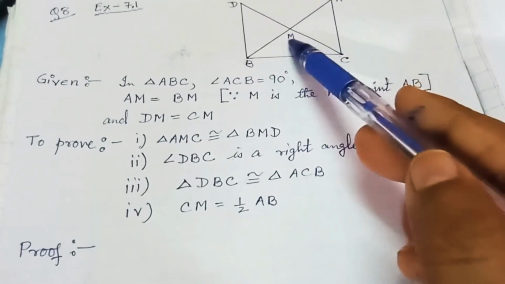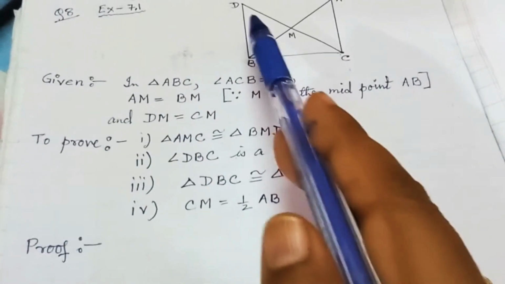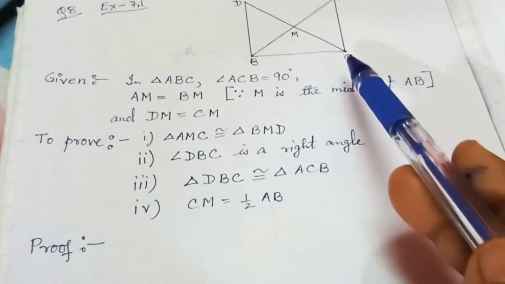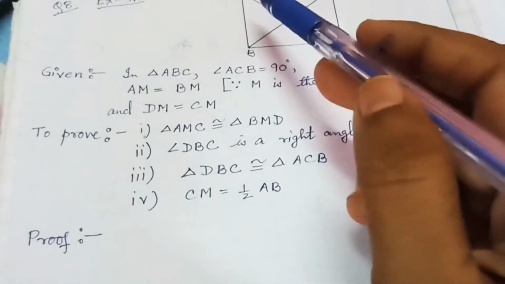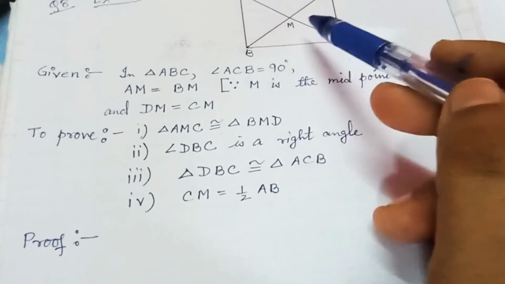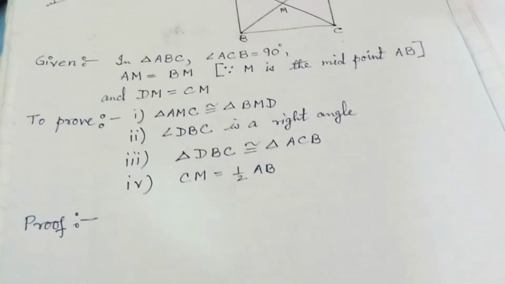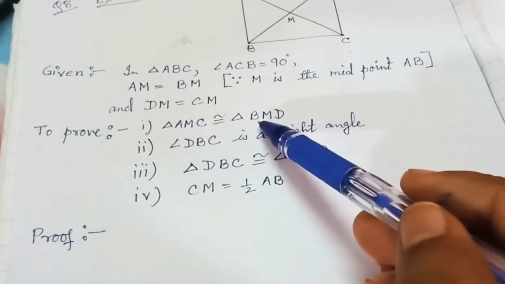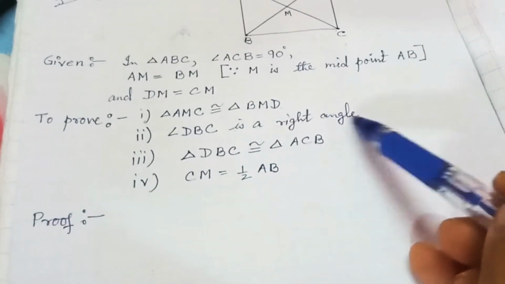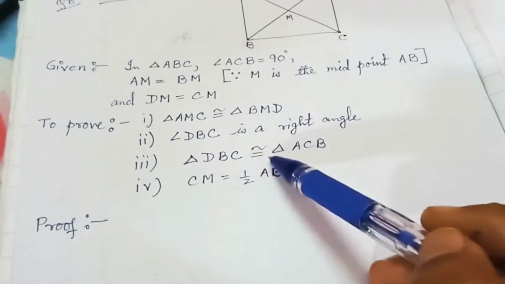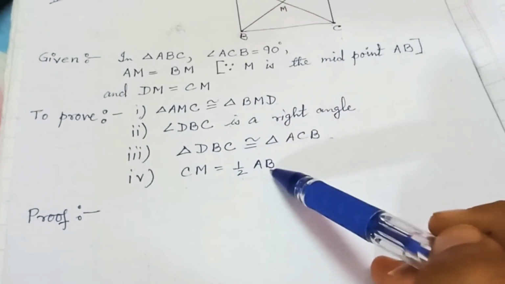So that means AM equals BM. It is also given that DM equals CM. If we join C to M, and also join BD, then DM equals CM. We have to prove that triangle AMC is congruent to triangle BMD. The second part, angle DBC is a right angle. Third part, triangle DBC is congruent to triangle ACB, and CM equals half of AB. This much we have to prove.